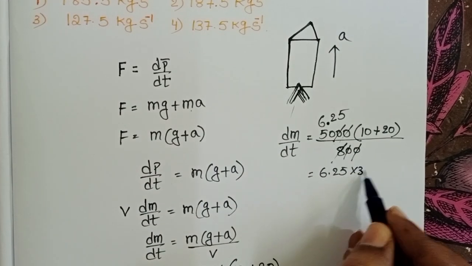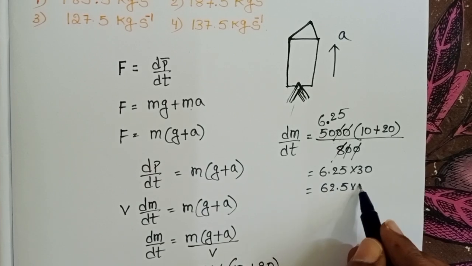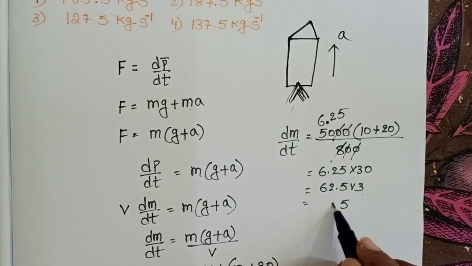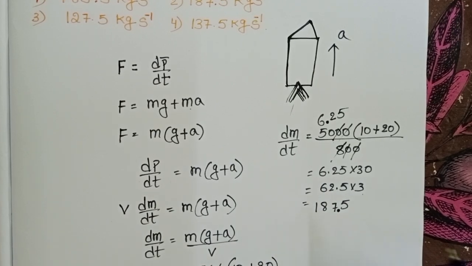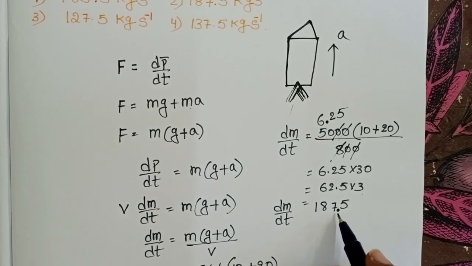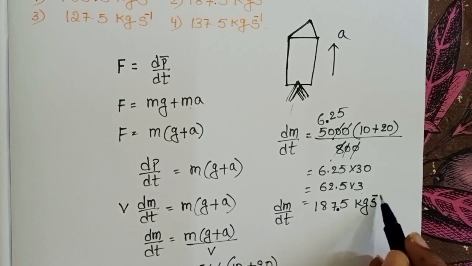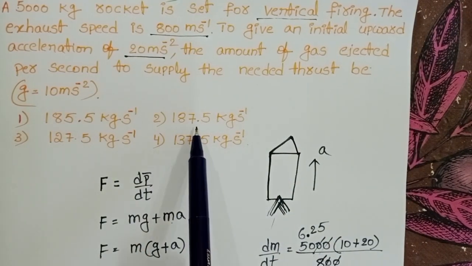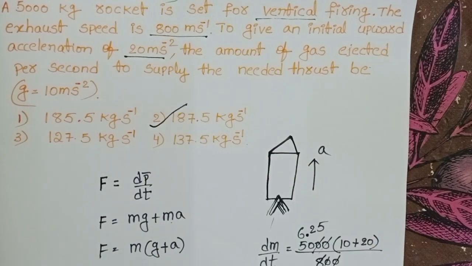6.25 into 30. 62.5 into 3. 3 5s are 15, 3 2s are 6, 6 plus 1 is 7. 6 3s are 18. One decimal place is there. dm by dt is equal to 187.5 kg per second. The amount of gas ejected per second is 187.5 kg per second. Second option is correct.